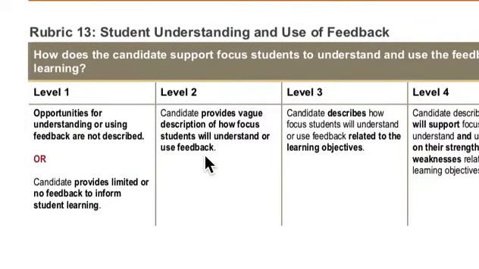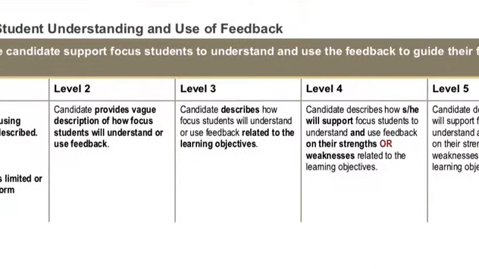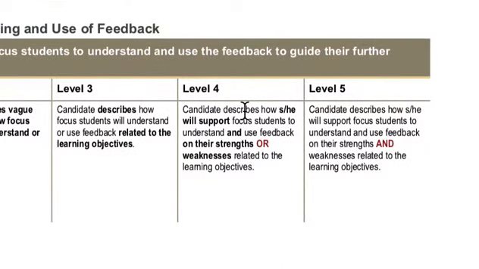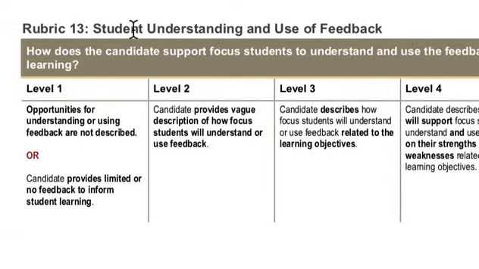13 is student understanding and use of feedback. What you're supposed to do here is basically tell them how you are going to get students to, 1, understand your feedback, and 2, actually use it. It needs to be tied to the learning objectives again. When we get to 4 or 5, you are basically giving a plan for how you're going to create space for students to actually use the feedback to improve their skills and move forward.